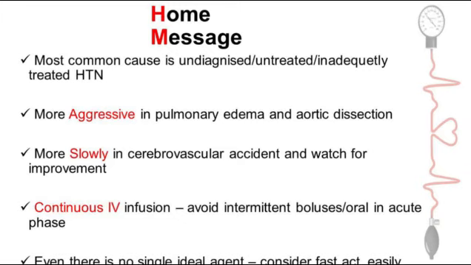So take home message. Most common cause is undiagnosed, untreated, or inadequately treated hypertension. Treat aggressively in pulmonary edema and aortic dissection. Treat slowly in cerebrovascular accident and watch for improvement. Treat with continuous IV infusion. Avoid boluses, avoid oral in the acute phase. Even though there is no single ideal agent, consider fast-acting, easily titratable, rapidly reversible, and safe medication.